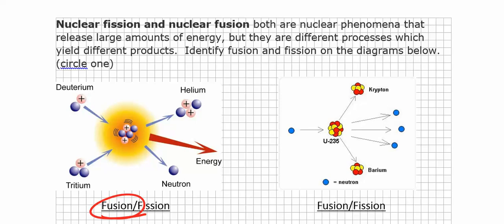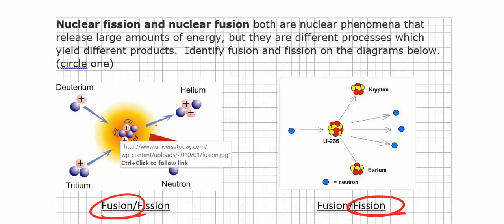So again, when you split an atom like that, we're going to call that nuclear fission. So the second would be fission. One more time. Fusion, when two things come together to form one thing, in this case, the helium atom. And fission, when something breaks apart. So uranium-235 breaks into krypton and barium and breaks apart like that, we're going to call that fission.